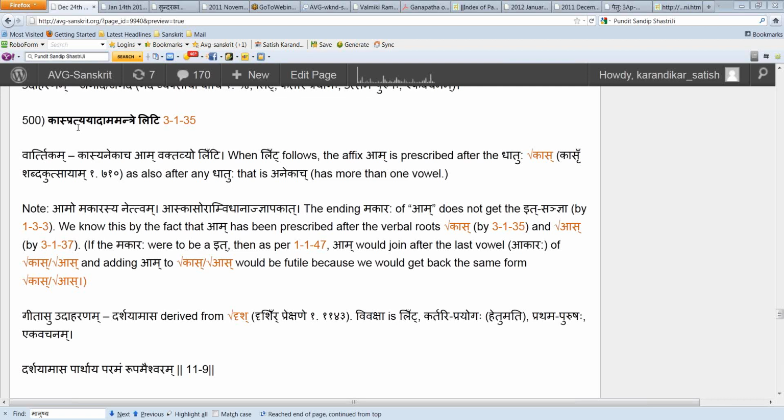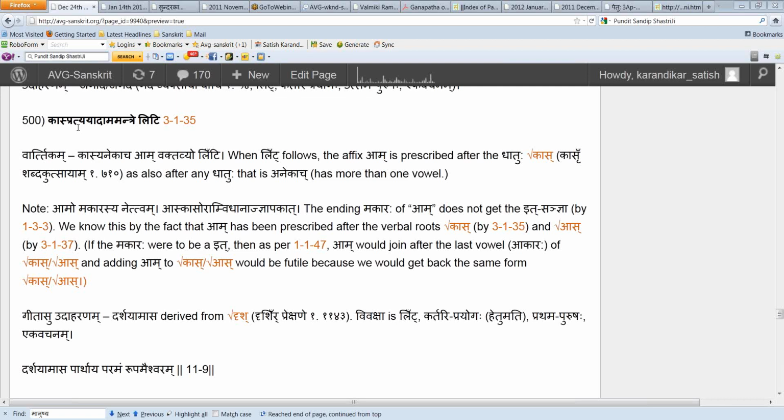Because if you put the am to dhatu kas after the akara and do akasame dirgha, you get the same form kas again. So what's the point in prescribing am to kas? We're going to get the same form kas again. So that now becomes a jnapakam. The fact that Panini has prescribed am to kas, that makara is not going to be an it. It will not fit.